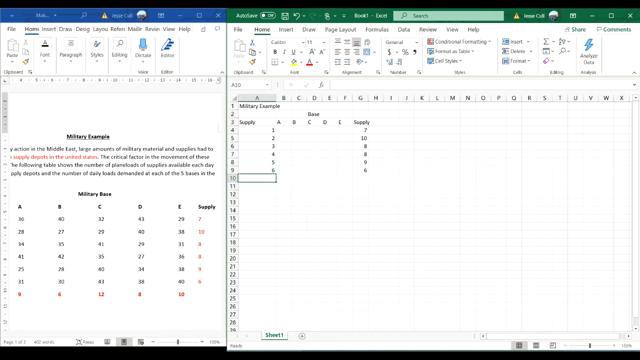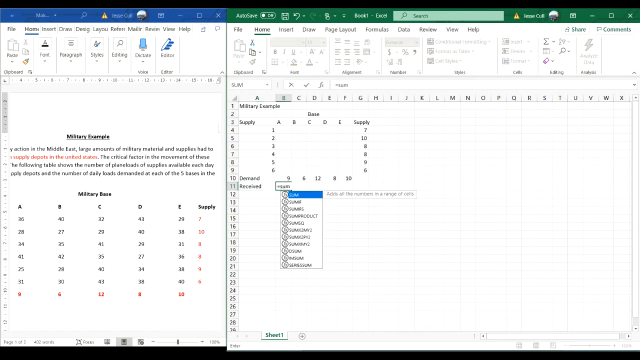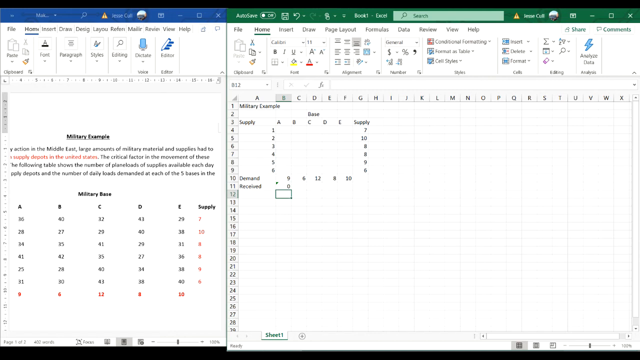We're going to do it one more time. This is demand. We have 9, 6, 12, 8, and 10. So we add, demand is also the same as received. This is how much they want. Received is how much they get. So equals sum of these numbers. Hit enter. Right now it is 0. We're going to fill right.